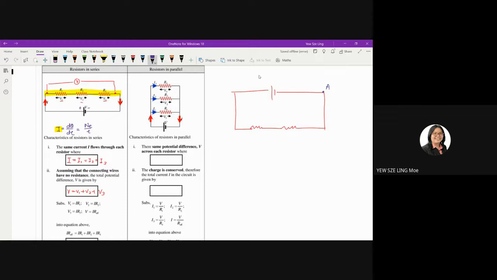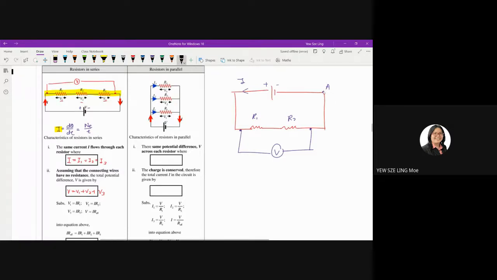So from point A, if you look at this circuit, I know that my current is flowing in the anti-clockwise direction because I have a positive terminal battery, negative terminal battery right here, and I have only one battery in my circuit. So this is R1, this is R2. Okay, and then let's assume I put a voltmeter right here. This is the voltmeter.